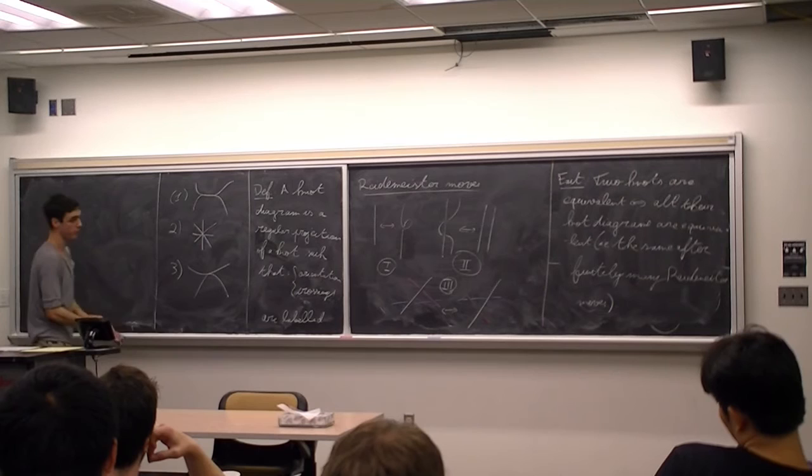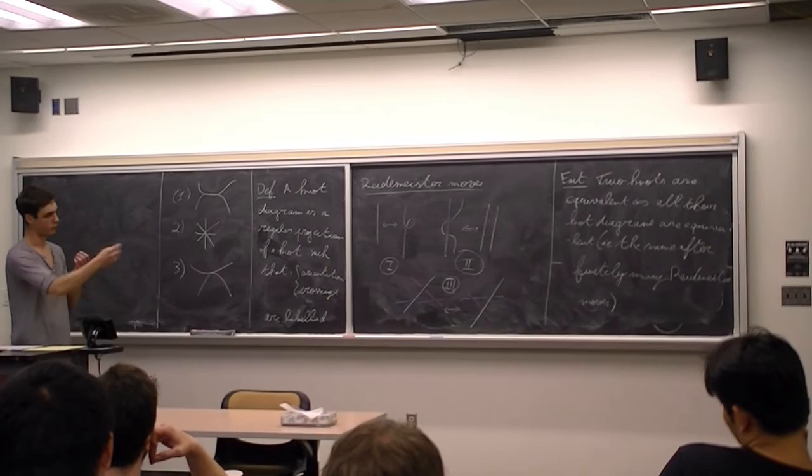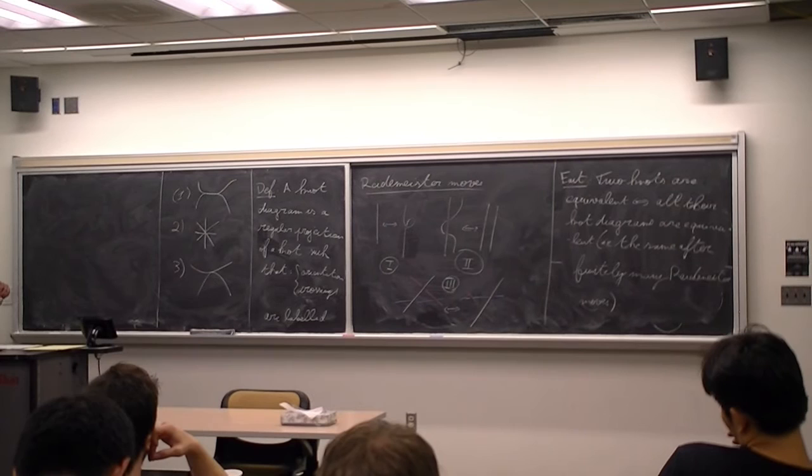This is a pretty basic statement: they don't know how many moves you would need. They don't have a good upper bound for how many moves you need to simplify knots, which is a pretty elementary question, but turns out to be very hard. Because you have very simple examples, so let me see if I can draw this one.